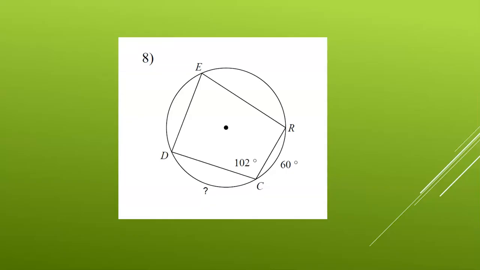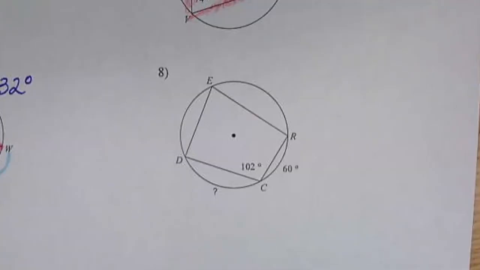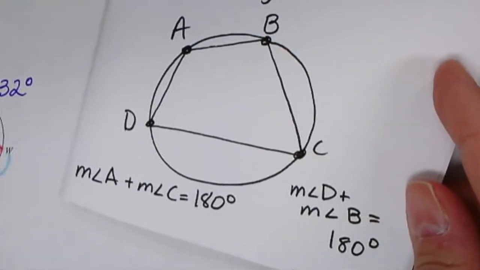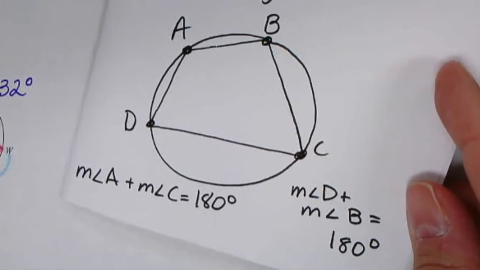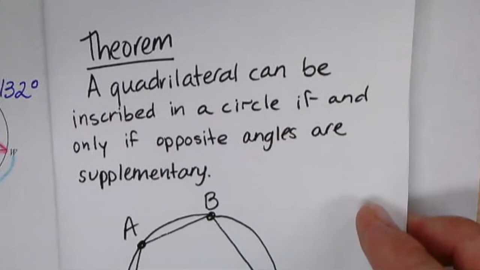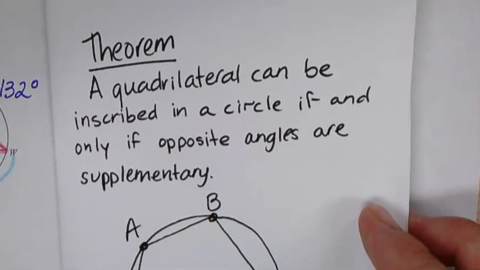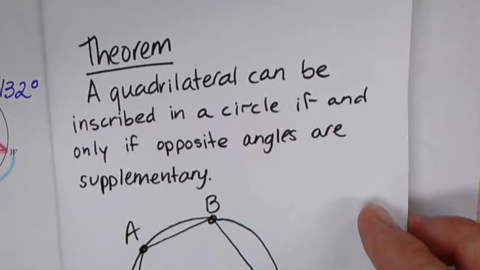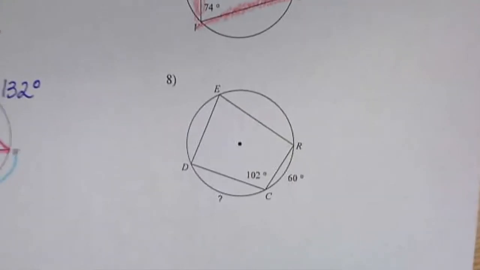Here's number 8. Go ahead and give it a try. And here's what it looks like on my paper. Remember, we've got a theorem that specifically says if you have a quadrilateral in a circle, then it's going to have opposite angles that add up to 180. The opposite angles have to be supplementary. The quadrilateral can be inscribed in a circle if and only if opposite angles are supplementary. So that's what I'm going to use here.